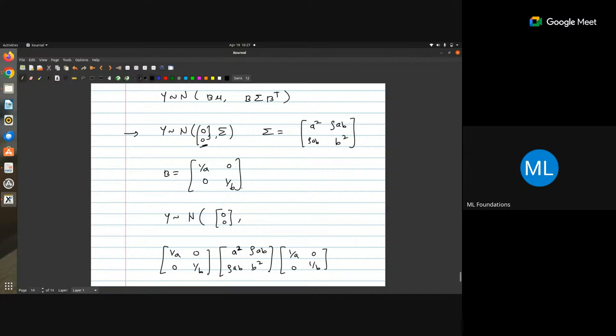I don't think it matters even if it switches, because sigma is positive definite. B can be anything, there is no condition on B. If it can be anything, then it will change, right? Yes, it can be anything. So I'll check on that.